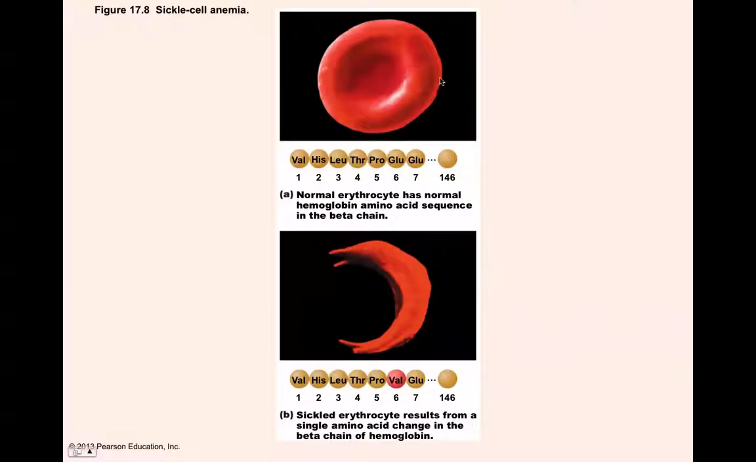And this is showing a normal red blood cell, or normal erythrocyte. And here, these are the amino acids making up this beta chain, one of the polypeptide chains in the hemoglobin. Every single hemoglobin molecule has this abnormality. This number 6 is supposed to be this particular amino acid, but this one is substituted with the sickle cell. It's the sickled erythrocyte that results from a single amino acid change in the beta chain of the hemoglobin. And so the red blood cell, when oxygen level goes down, becomes sickle-shaped.